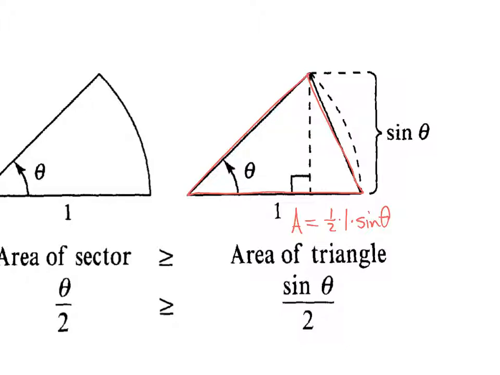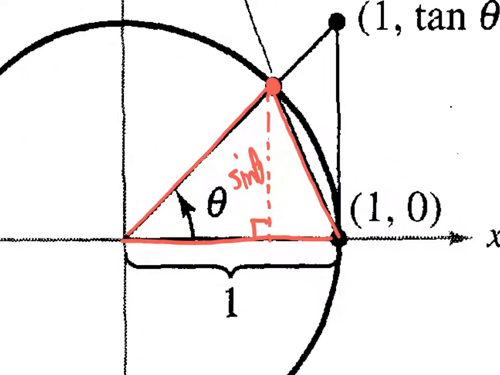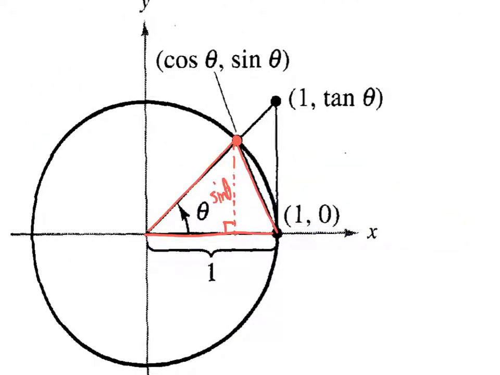Do you understand that? Not quite? Okay. Do you understand where we're getting the sine of theta as this height here? Again, that's because that corner of the triangle is this point on the unit circle. And the y coordinate is how high it would be.